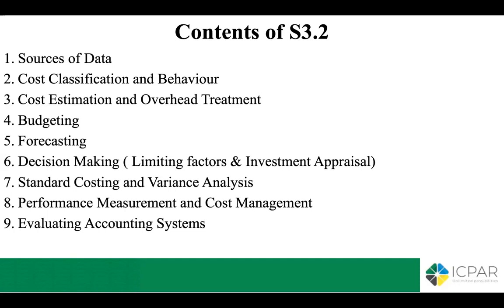Overhead treatment. Remember, overheads are indirect costs. So how do we account for indirect costs? There are three steps we normally follow when accounting for indirect costs. The first step is called allocation and apportionment. Second step is called reapportionment. And the third step is called overhead absorption. So you must know how to account for overheads using those three steps.